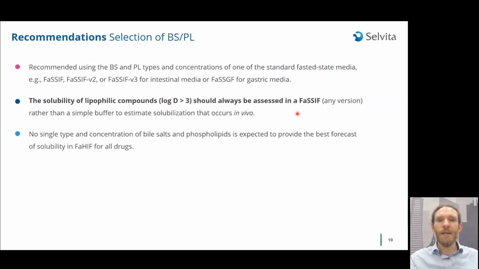One caveat is that no single type and concentration of bile salts and phospholipids will provide the best forecast of solubility in the fasted state human intestinal fluid for all drugs.